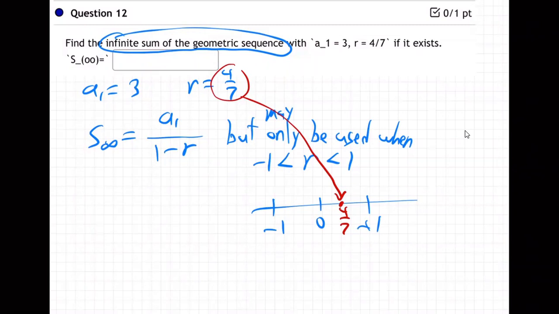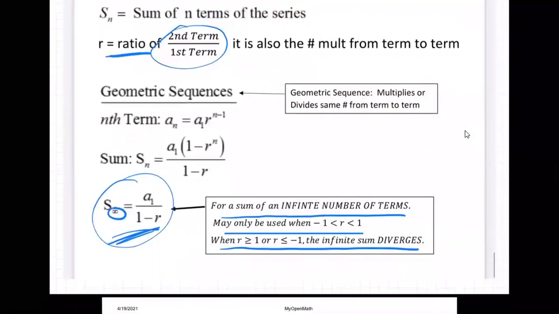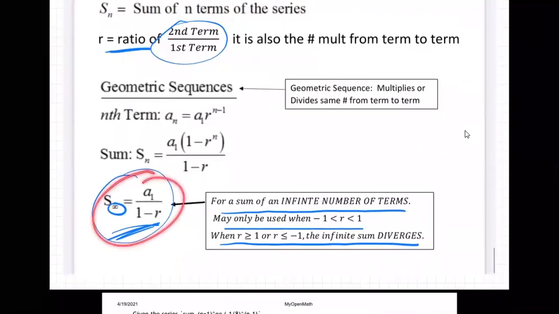If you said I ate 4/7 of the pie, that's less than one whole pie, isn't it? So is R between -1 and +1? Yes. So that means it's okay to use the formula. Do you understand that from the notes? Let's go back and make sense of this. This formula may only be used when R is between -1 and +1. If R is outside of that, then you can't use the formula and you just say the infinite sum diverges. You don't use the formula at all. You're not allowed to in that case, and you just say diverges.